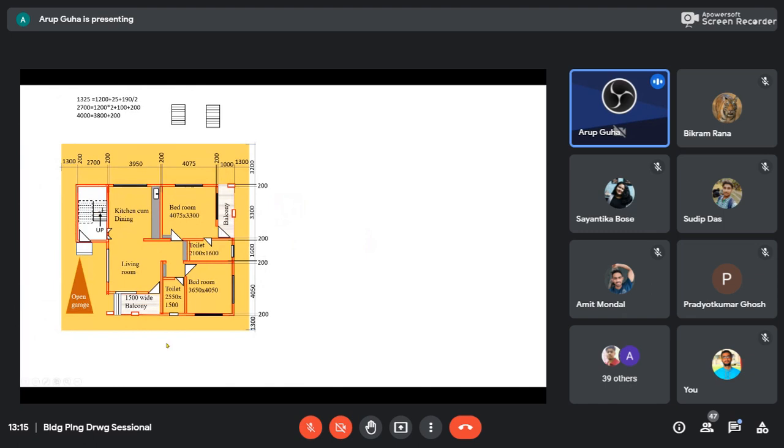So here actually the beams are not shown. Beams are not being shown. Only the stair detail has been drawn. So this is still sill level and this is beyond sill level. And this is my door. Sorry, this is my door.